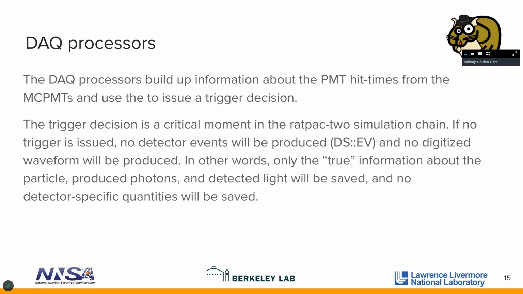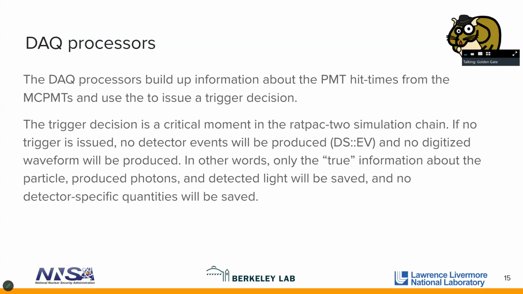So in other words, only the true information about the particle, the produced photons, and the detected light will be saved, and none of the detector specific quantities will get saved unless you have a trigger. So if you want to look at digitized waveforms, for example, you have to make sure that you're running one of these DAC processors.